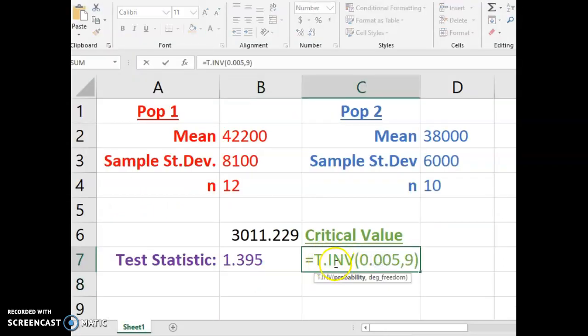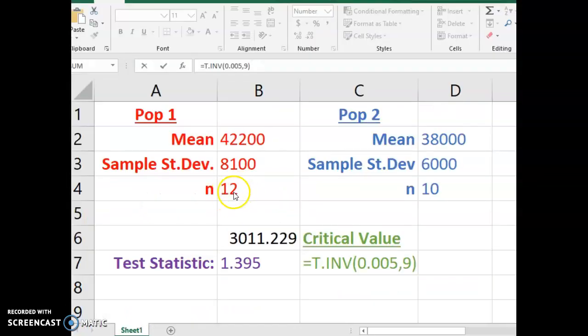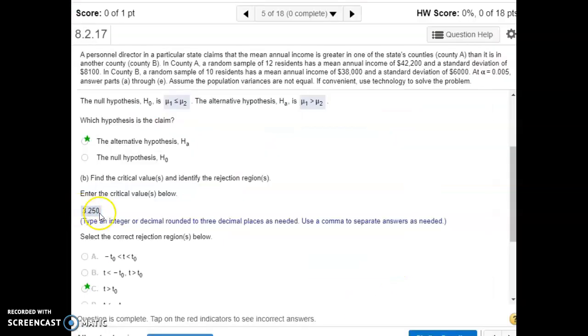So finding those critical values with the t-distribution, we enter in our value here for alpha. Our degrees of freedom is going to be the smaller of subtracting 1 from each of our sample sizes. And so we would have 11 and 9. When you subtract 1, 9 is smaller, so 9 will be our degrees of freedom. And that gives us back our critical value. Excel always defaults to the left-hand tailed test, but by symmetry, the positive version of that will be our critical value, and any test statistic that's larger than that will fall within the rejection region.